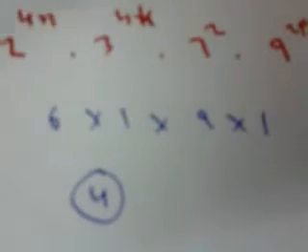So 2 to the power 256 ends in 6, 3 to the power 512 ends in 1, 7 square ends in 9, and 9 to the power 10 ends in 1. So the unit digit is 6 into 1 into 9 into 1, 6 9s are 54, so unit digit will be 4.